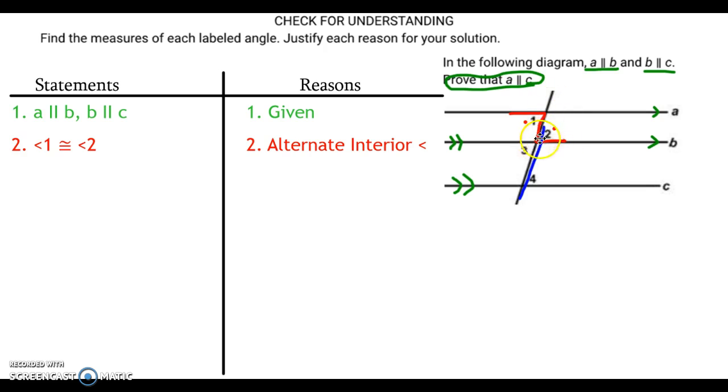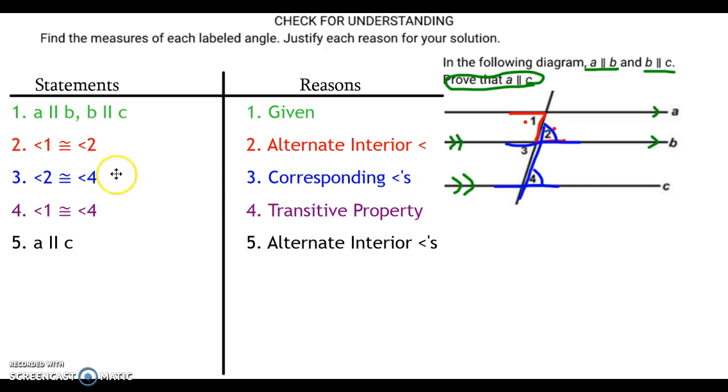The next thing I noticed is that this transversal hits these two parallel lines. We know that B and C are parallel because of these 2 arrows. It hits these 2 parallel lines and identifies 2 and 4 as being corresponding angles. Once I identify them as corresponding angles, I can basically write the rest of the proof from there.